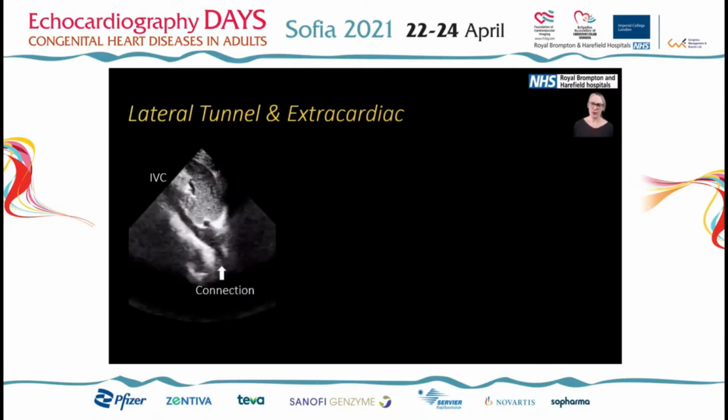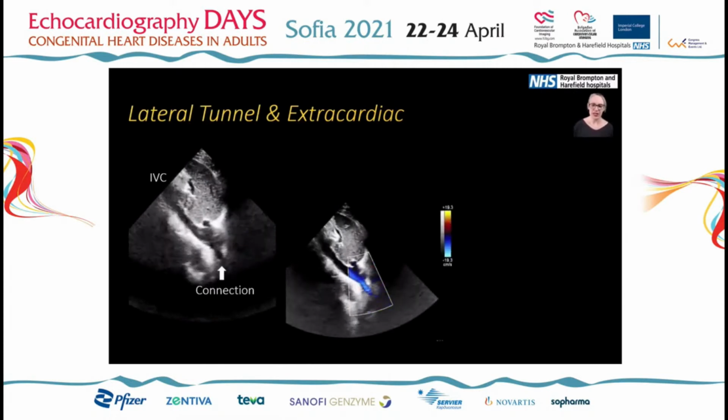So use the views that you're familiar with. You know how to get the IVC view from subcostal. So just look a little bit more superiorly, and we can see the connection there. And you'll see that this color flow with the Nyquist limit down very low, optimized for venous flow, shows that blood is heading up towards the pulmonary artery.